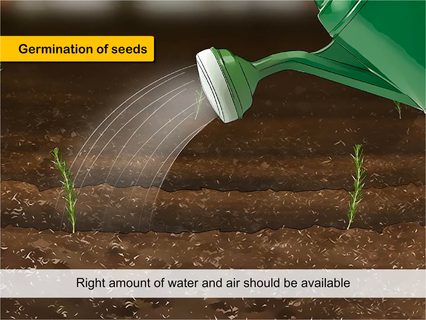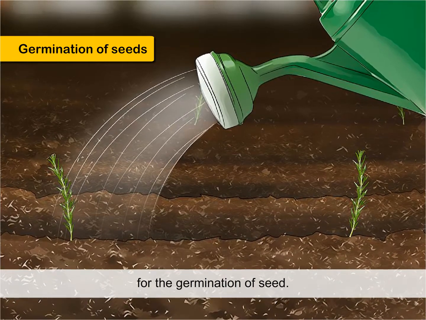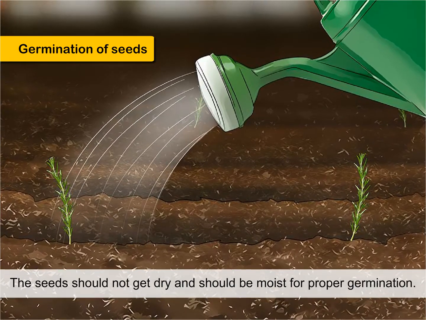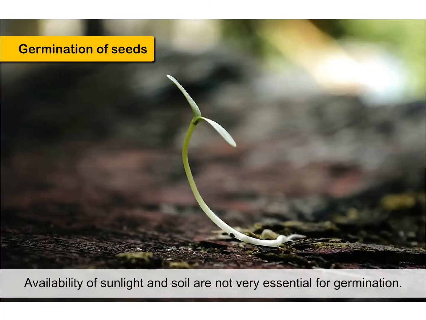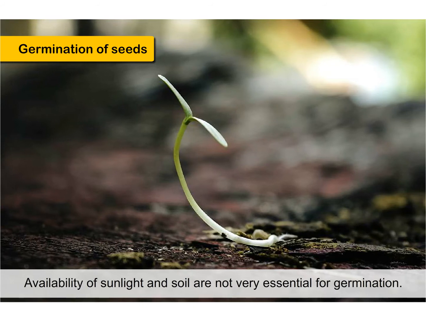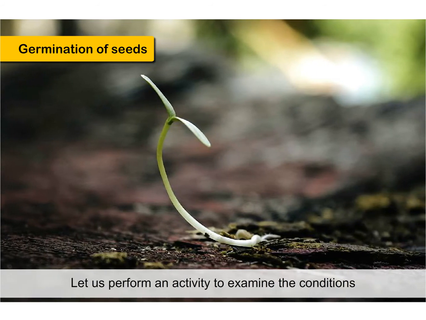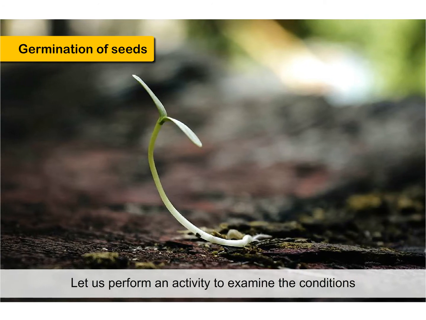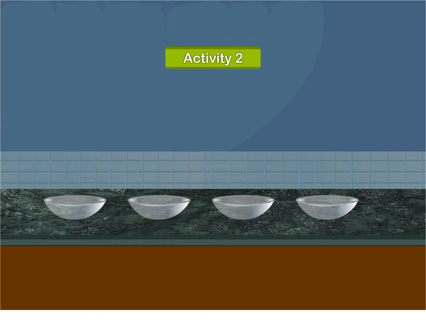Right amount of water and air should be available for the germination of seed. The seeds should not get dry and should be moist for proper germination. Availability of sunlight and soil are not very essential for germination. Let us perform an activity to examine the conditions necessary for germination of seeds.